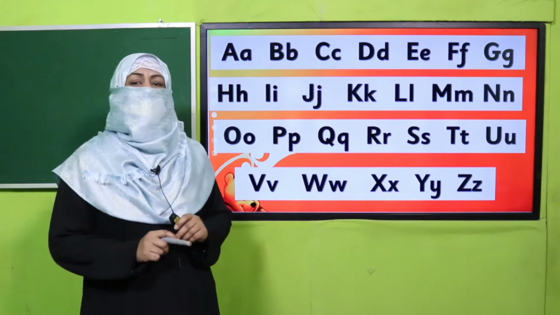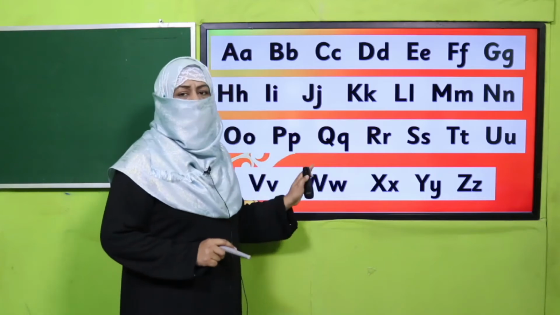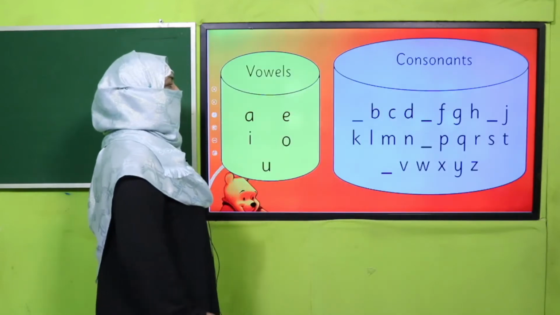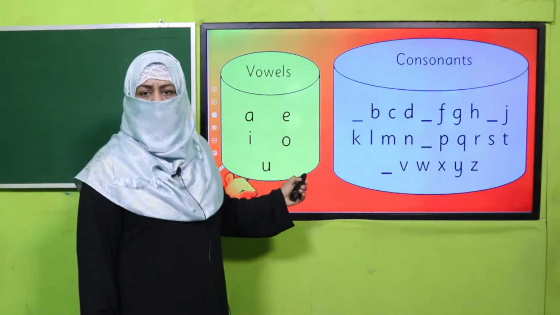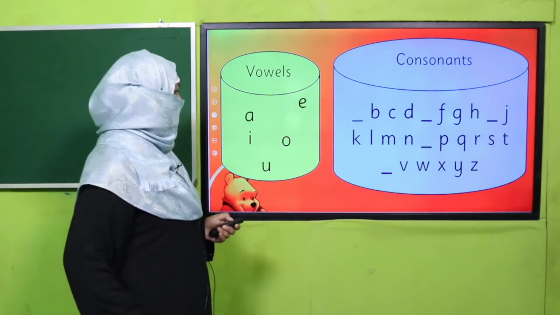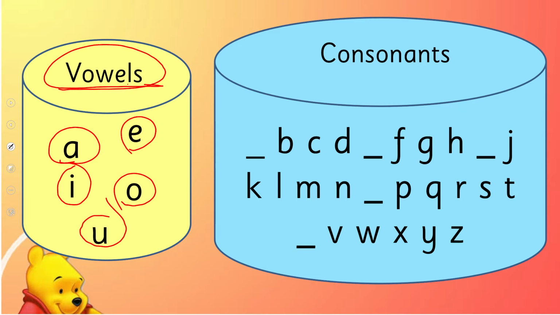Wow, nice. Beta, this is how all the letters of ABC are there, and they are all together. How many letters are there in ABC? 26. And out of these 26, 5 letters are vowels. And which 5 letters are they? A, E, I, O, U. These 5 letters are vowel letters. Okay, these are vowels: A, E, I, O, U.